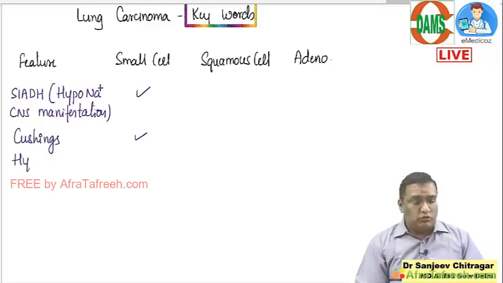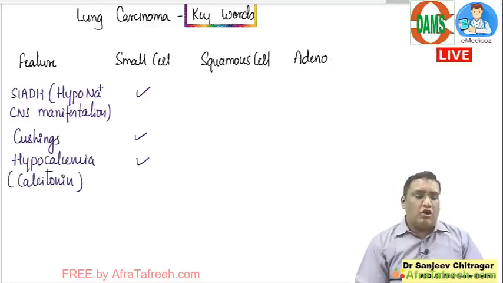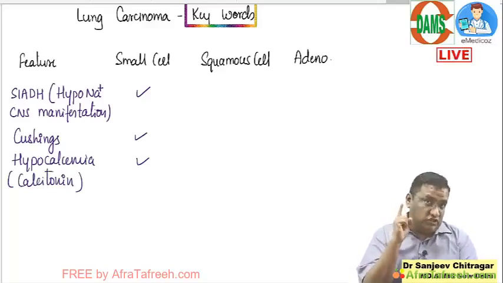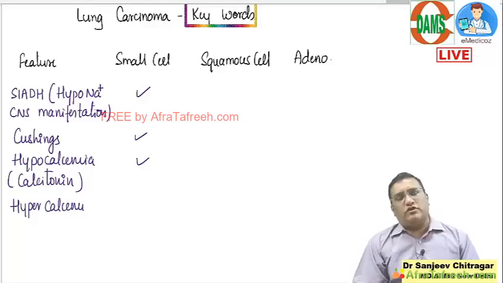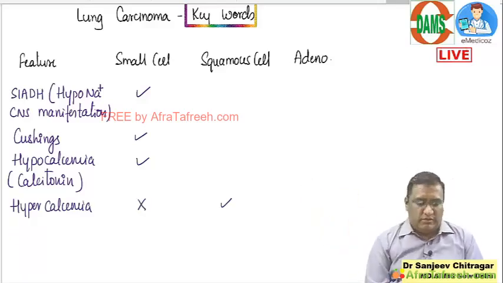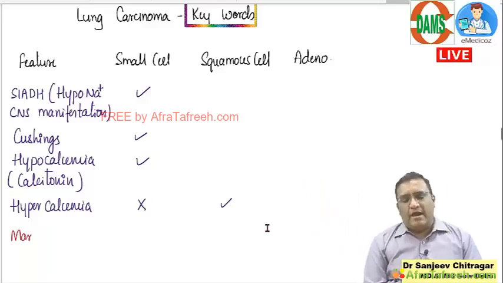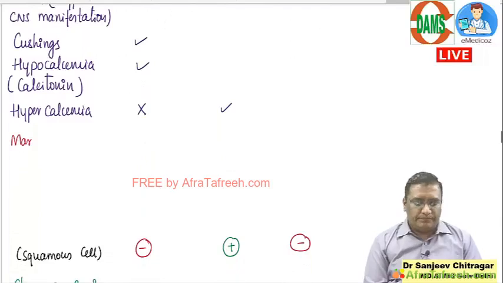Cushing's is also mostly small cell carcinoma. Hypocalcemia can occur because of excessive calcitonin production, also seen in small cell. Don't confuse this with hypercalcemia. Hypercalcemia will be because of a parathormone related peptide seen in squamous cell carcinoma. Very, very important is this. Apart from this, keywords will be the markers for lung carcinoma.